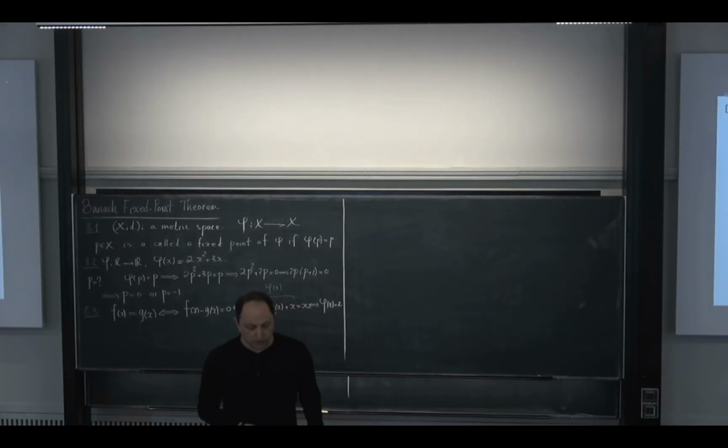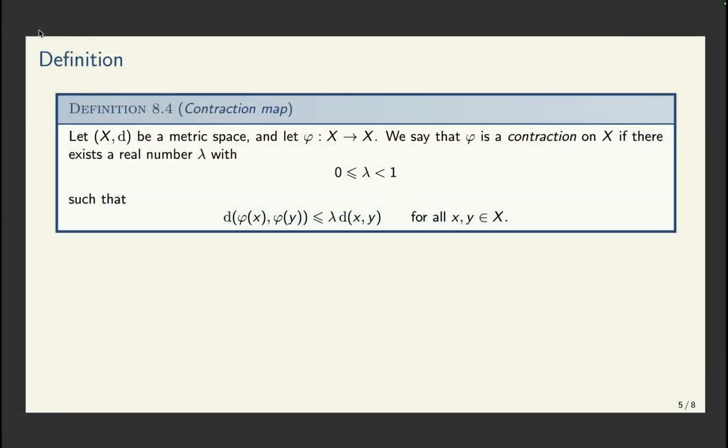Okay, so now this is another definition, which is also very important for us. Definition, contraction map. Again, we are working in a metric space, so X and d, a metric space. Phi is a function from X to X. We say that phi is a contraction on X if there exists a real number lambda, strictly less than 1, greater than or equal to 0, such that the distance between phi x and phi y is less than or equal to lambda times the distance between x and y for all x and y in X.